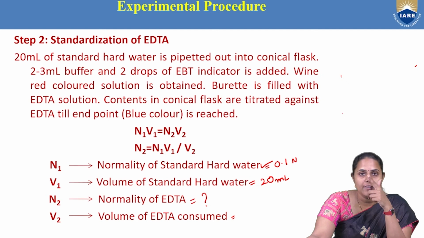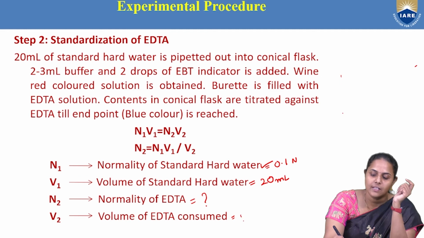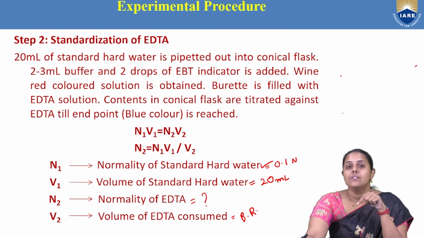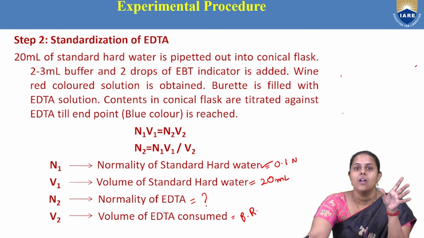Okay, burette, we will be titrating it with the contents in the conical flask. Once the end point is reached, we will note down the volume of EDTA that is consumed. That volume we need to replace here. This V2 will be the volume of EDTA consumed, that is burette reading. Now, regarding this burette reading, you need to keep one point in mind. Whatever may be the titration, acid base, precipitation, complexometric, always the burette readings must be considered when we get concurrent values.